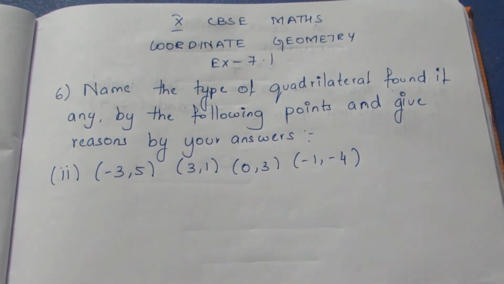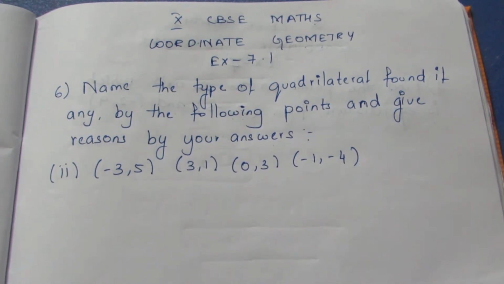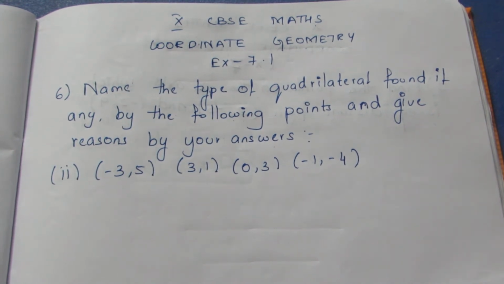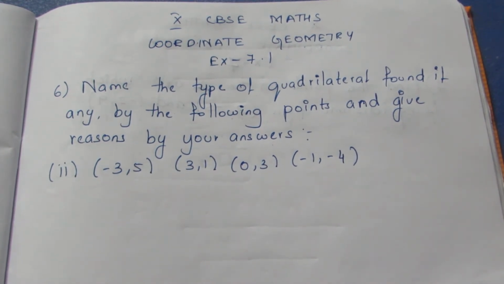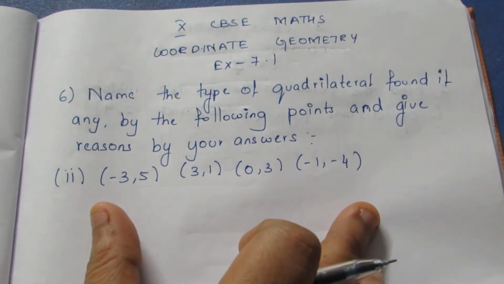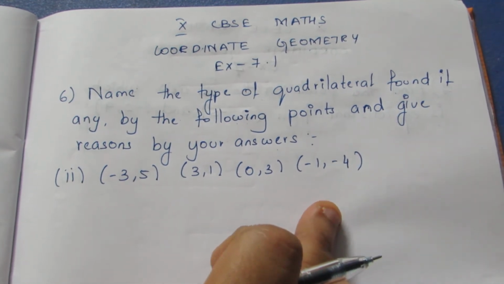Today we are going to see 10 CBSE Maths Coordinate Geometry Exercise 7.1 question 6. Let's see the question. Name the type of quadrilateral formed, if any, by the following points, and give reasons for your answer. We need to find what type of quadrilateral is given. They have given some points. We need to find what the quadrilateral is.